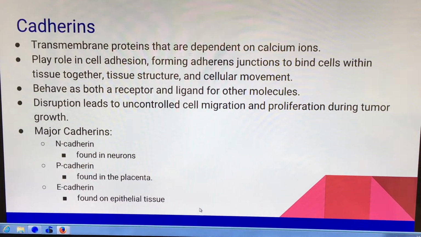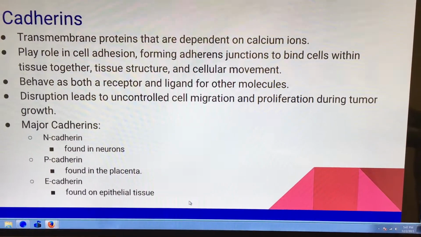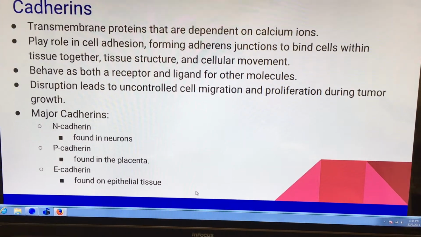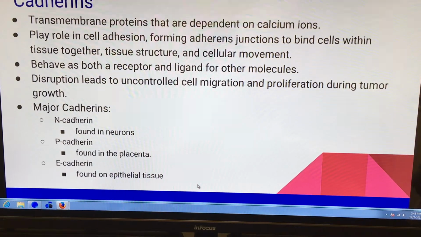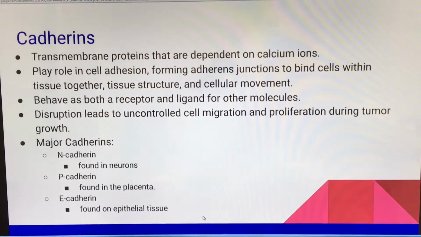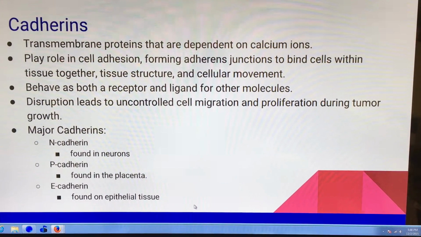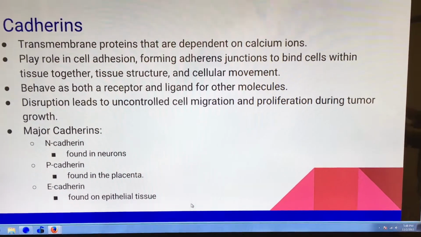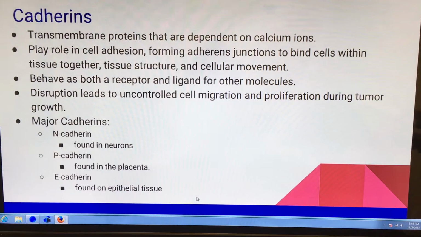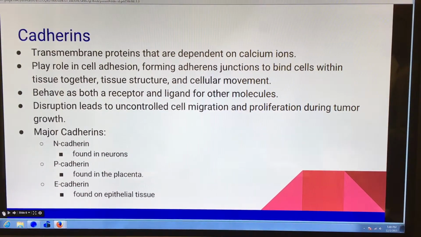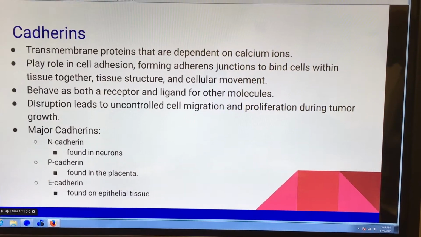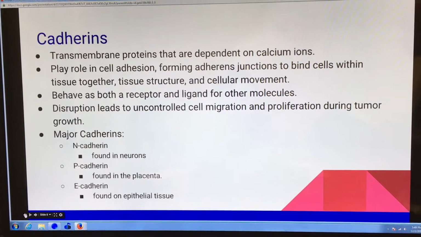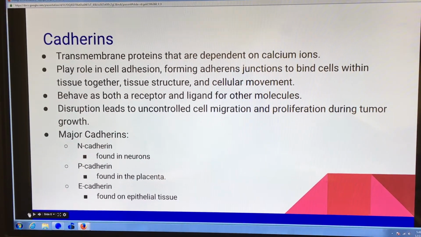During tissue development, the tissue is dependent on the activities of the cadherin families, which include classical cadherins, which are those right here, the N, P, and E cadherins, protocadherins, and atypical cadherins. The extracellular domain of cadherins regulates homophilic and heterophilic interactions during adhesion and cell sorting. There are three major types of cadherins. The N cadherin is found in neurons and neural cells. P cadherins are found in the placenta, and E cadherins are found in epithelial tissues.